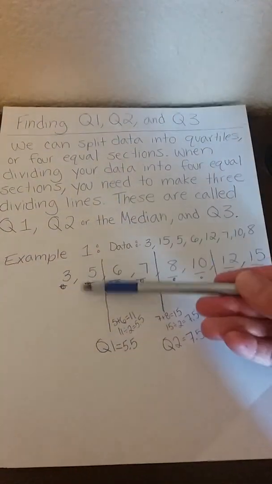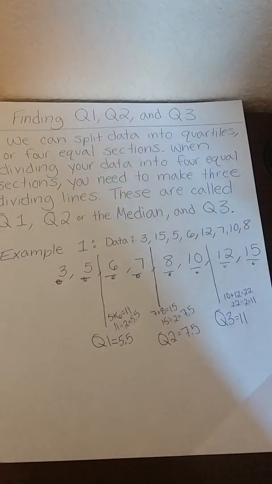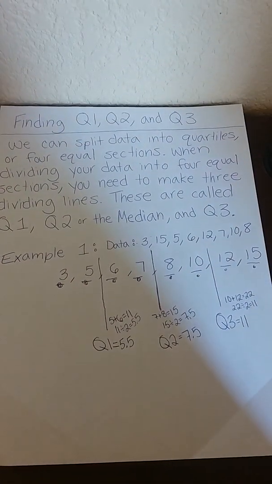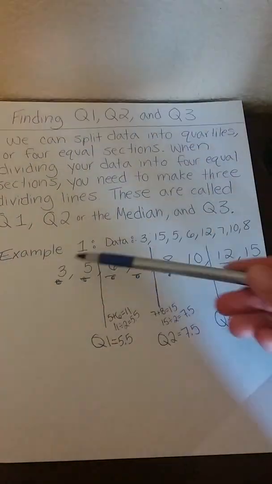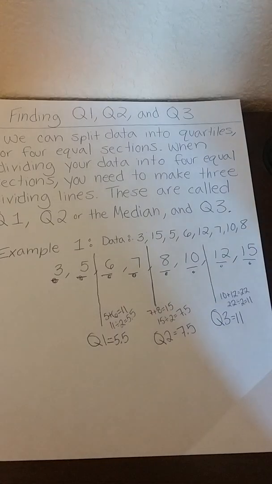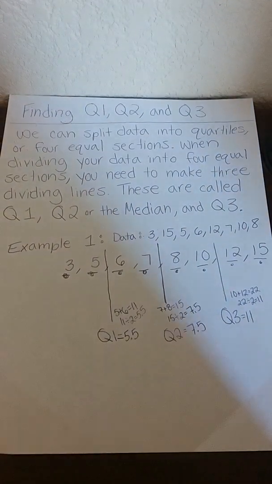Now I have my data split into quartiles. There are 4 equal groups. Each one has 2 numbers in it. The quartiles won't always contain 2 numbers, they just do in this case, but your quartiles will always be equal, because that's the whole point. You're trying to split it into 4 equal sections.